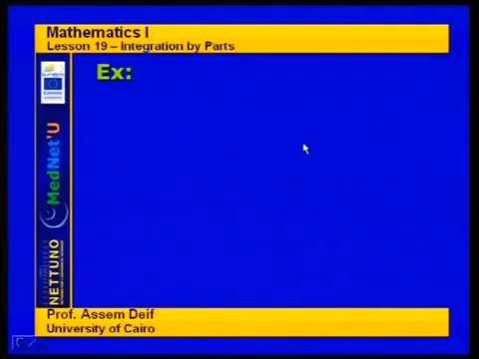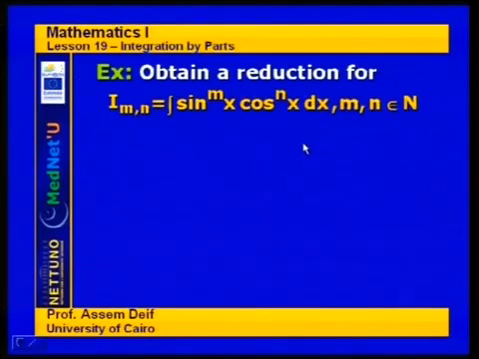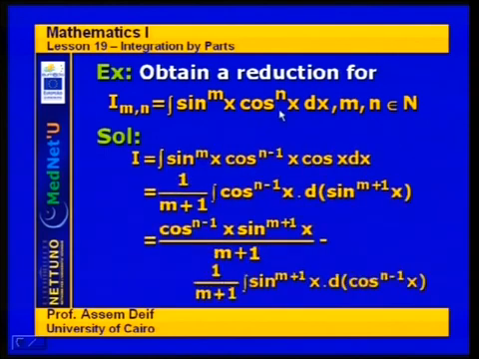And here it is. This is for sec to the power 5. For example, suppose you have an integral of this sort, sine to the m times cosine to the n. This is more complicated, but it goes exactly the same way. Here, you decompose, for example, cosine. Same thing, you may decompose sine. So cosine to the power n minus 1 times cosine.